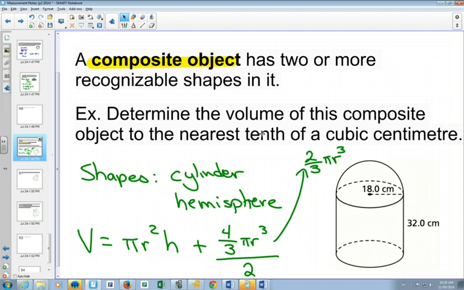Now we have to look at our object to make sure we don't have to do any additional math before we plug things in. In order to find the volume, the variables on the right side of the equation that we need are the radius and the height. Are we given that information? Looks like we are. We got the height of the cylinder is 32, and the radius of both the cylinder and the hemisphere is 18.